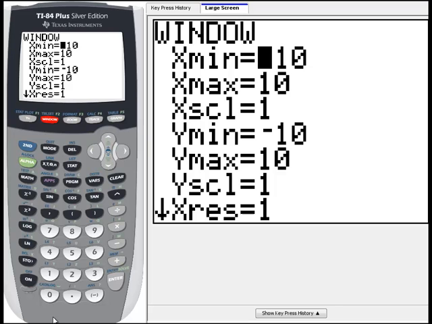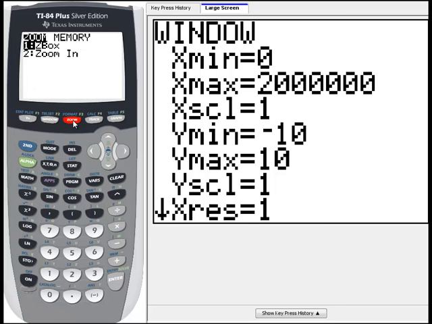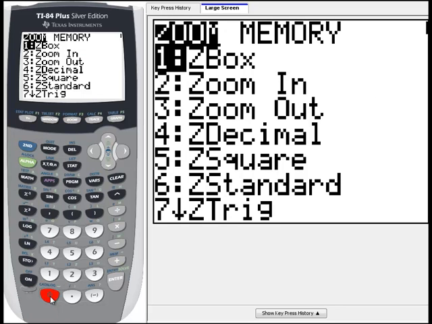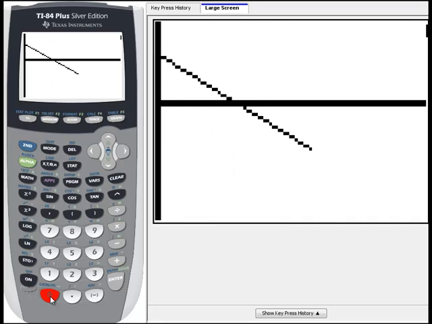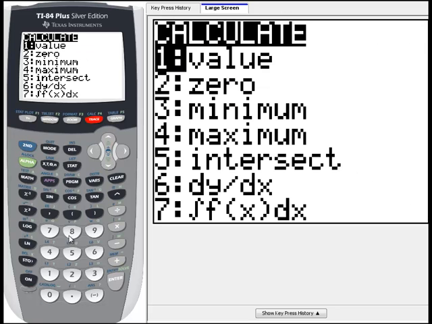Okay, so for our window, x min 0 and x max, let's see, one more 0. There's 2 million. And let the calculator worry about the y-axis by doing a zoom fit. Zoom 0 is zoom fit. Okay, we have this single point solution waiting for us to get. So let's go. Second, calculate intersect.